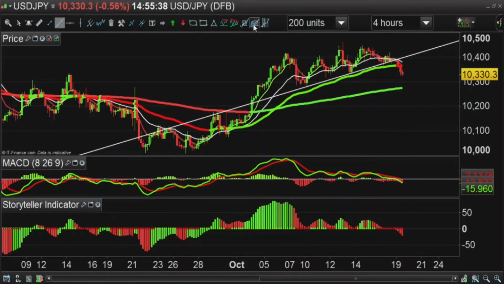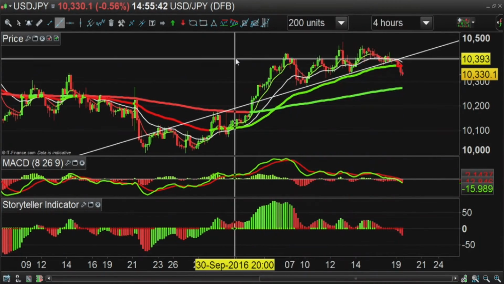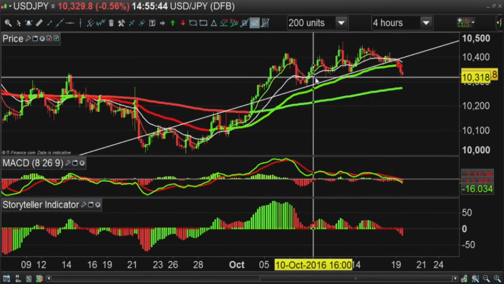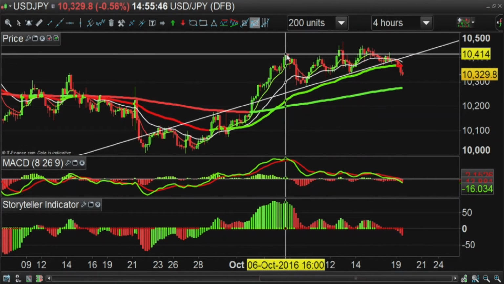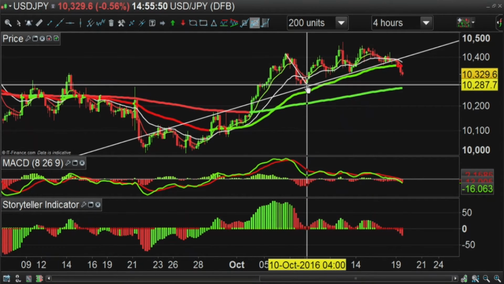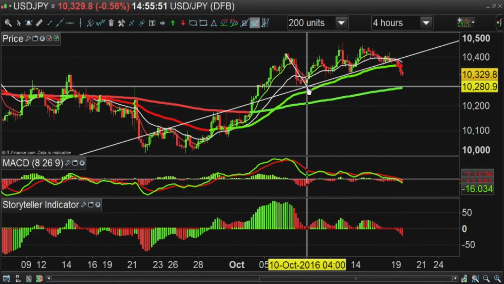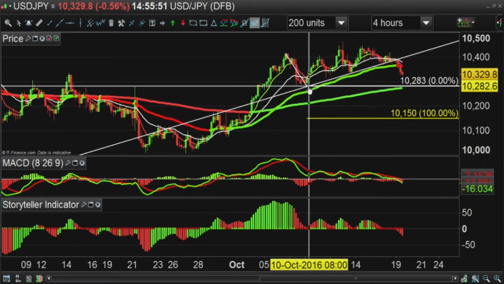Yeah, it's a fantastic tool. It's this one just here, Fibonacci expansion, and you just click it and it measures symmetry. So I'm piecing together now where a potential target for this dollar yen could be if I was still in the trade. So I just measure that from the high down to the low and where it reversed.